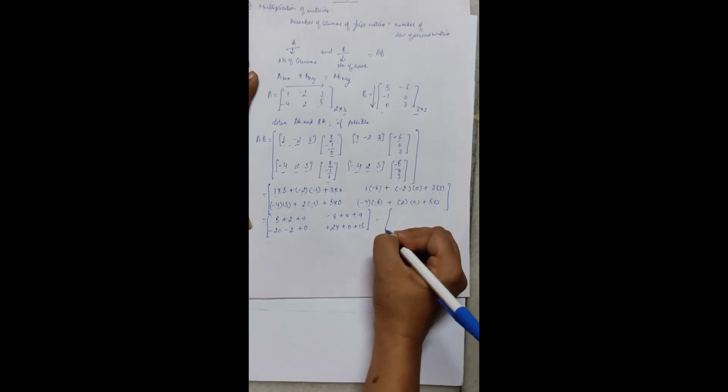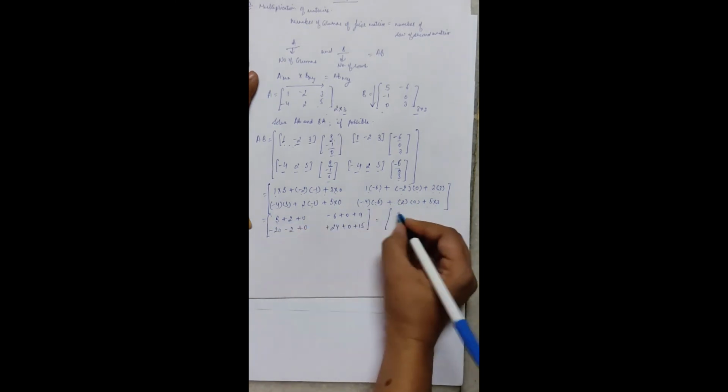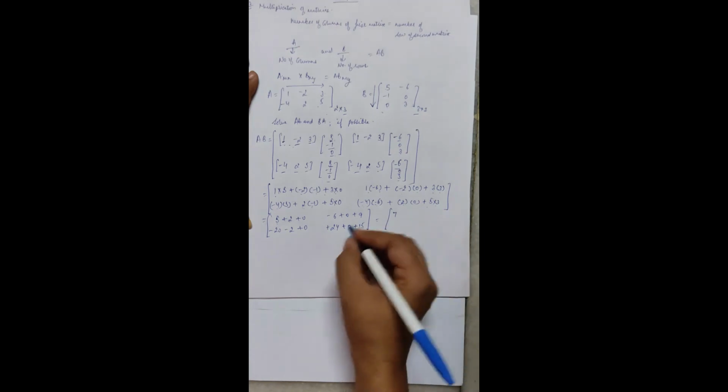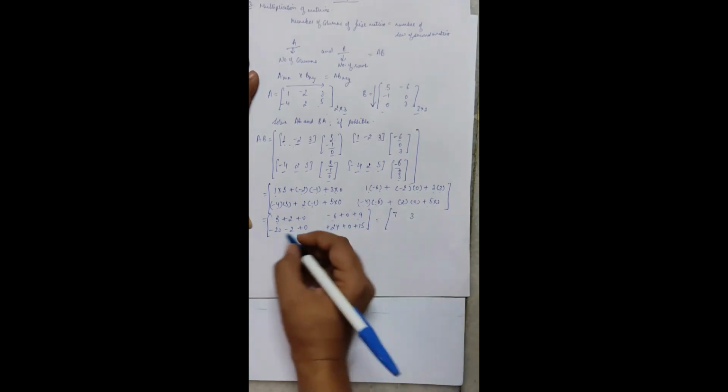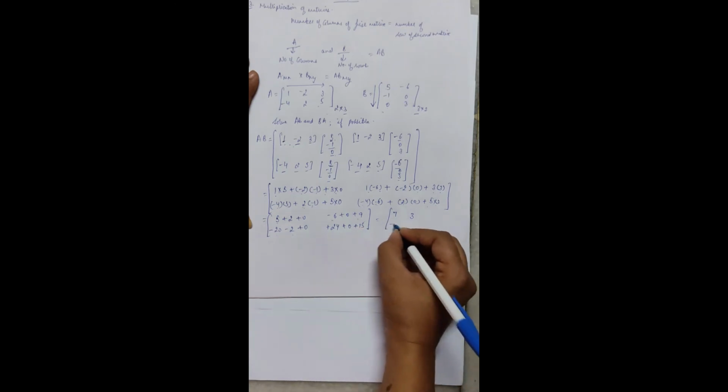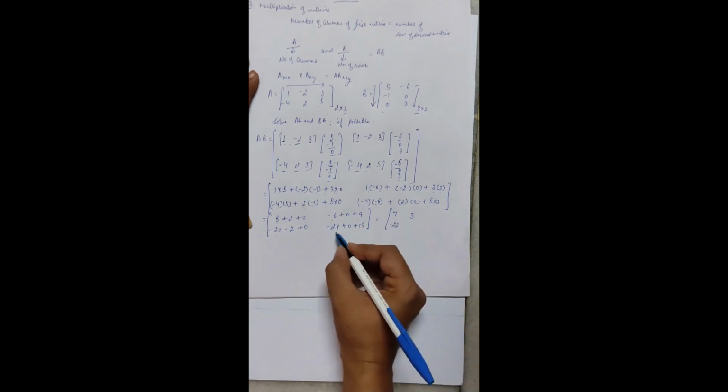If I solve this, I will get 5 plus 2 plus 0, which is 7. Minus 6 plus 9 is positive 3. Minus 20 minus 2 is minus 22. And 24 plus 15 is positive 39. So this is my AB matrix, and I will get a 2 by 2 matrix.